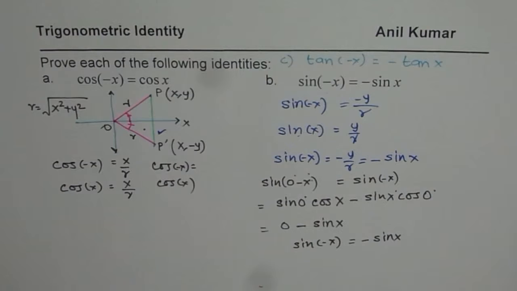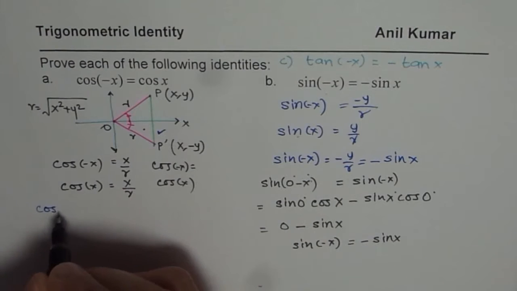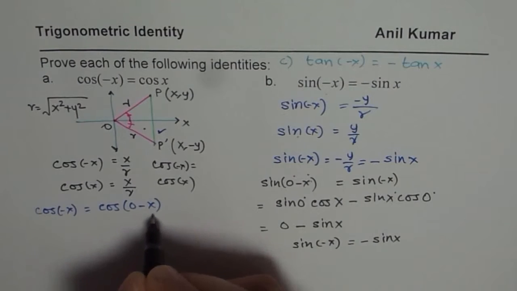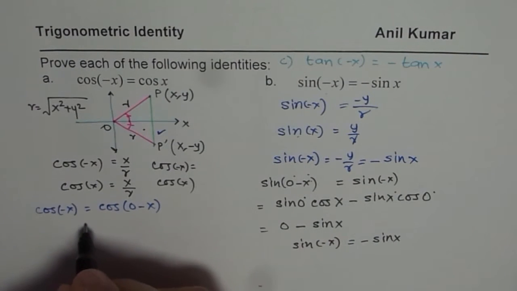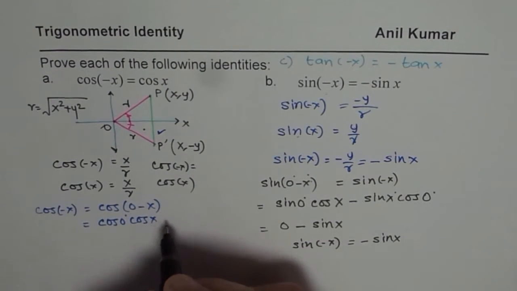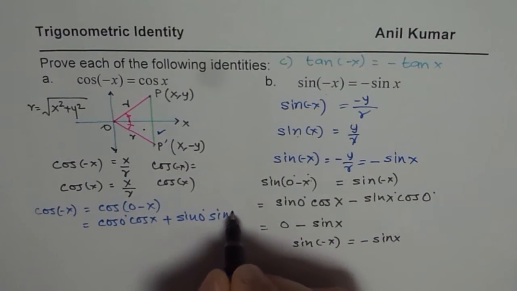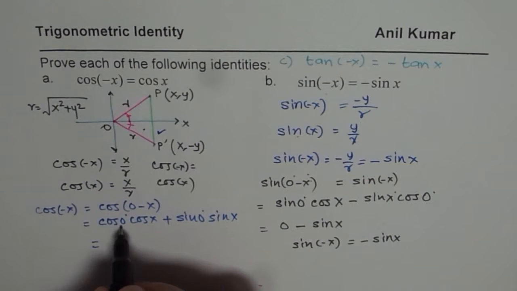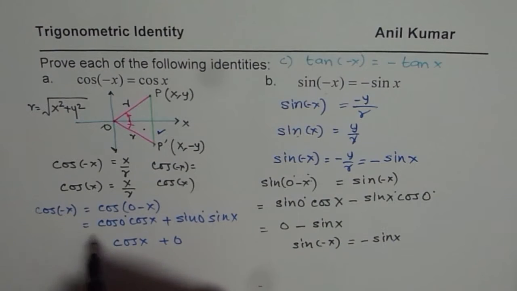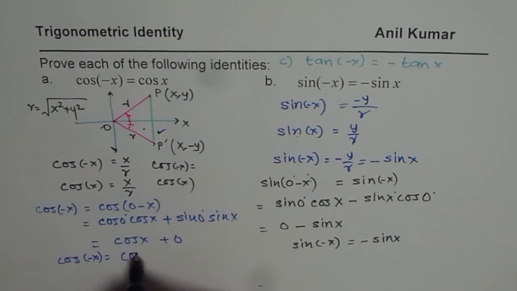On the other hand, if you do the same thing for cosine, let's begin with cos of minus x, which could be written as cos of 0 minus x. Let us expand this one. You get cos 0 times cos x plus sine 0 times sine x. Now cos of 0 is 1, so you're left with cos x, and sine of 0 is 0, so you get 0 here. So cos of minus x equals cos x.